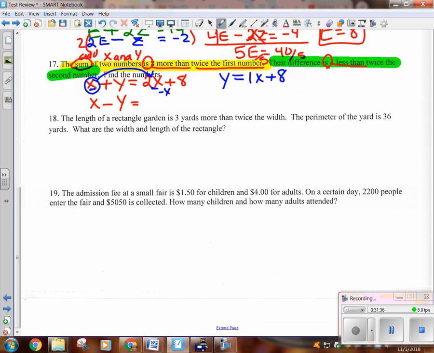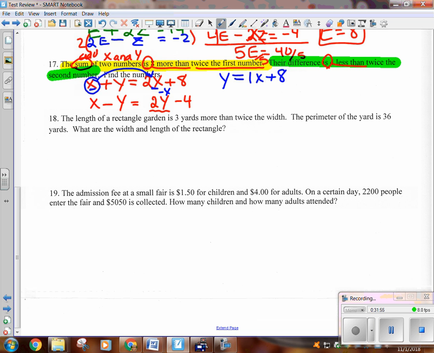4 less than. Remember, 4 less than means I must be wanting to take 4 away from something that must be in front of it. So I'm going to kind of leave that space there. Twice the second number. Which one is the second number? Well, we let x be the first number, so y must be the second number, so 2y.